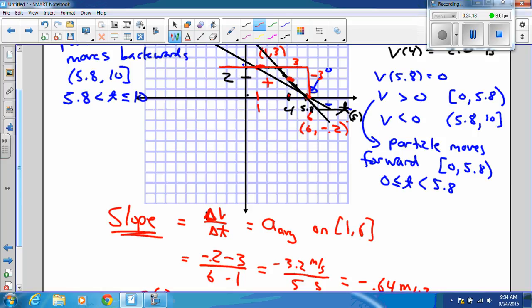Question? Okay. How are you doing? Are you comfortable with the slope idea? Okay. Good. Good. Okay. Well, so that's slope.